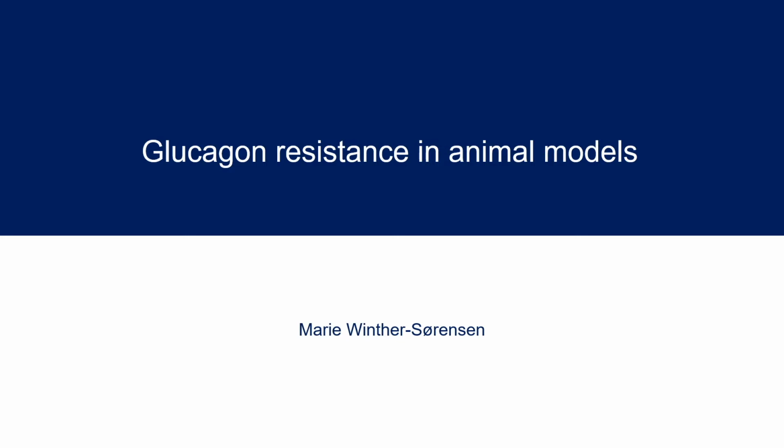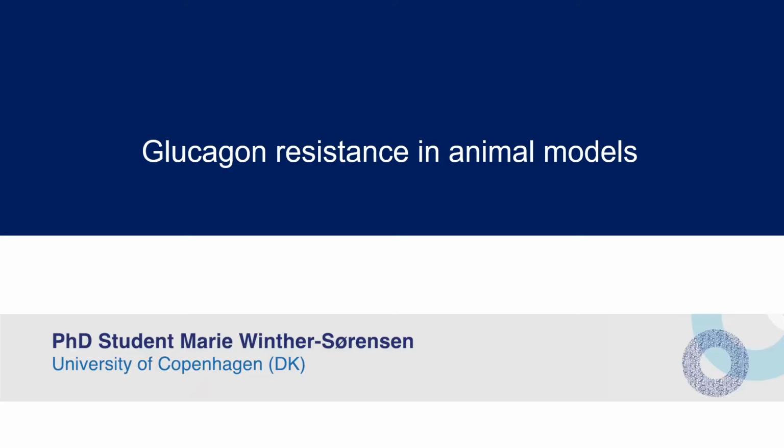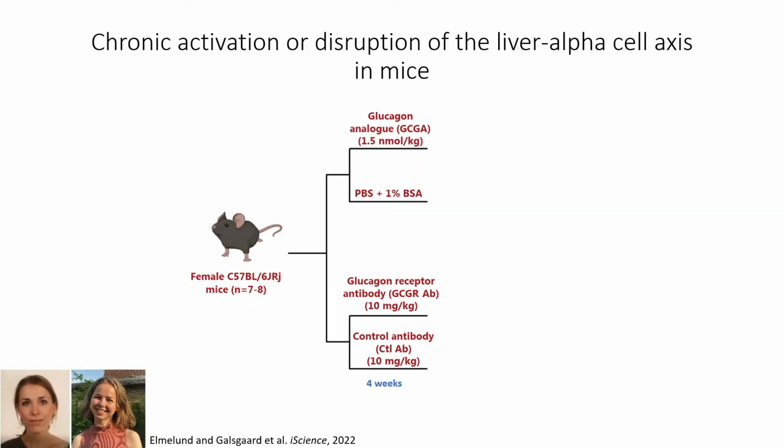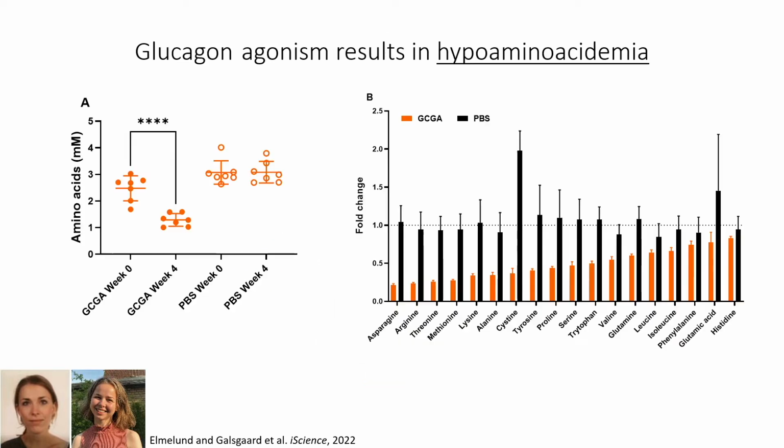Thank you. So I'll show you some data from our group where we work with glucagon's effects on amino acid metabolism and glucagon resistance in rodents. The first data is from a study performed by my colleagues Katrine and Emilie. They treated mice with either a glucagon analog or a glucagon receptor antibody for 4 weeks.